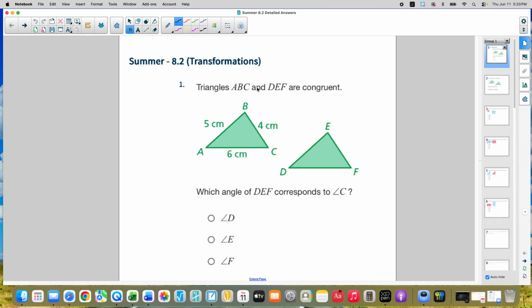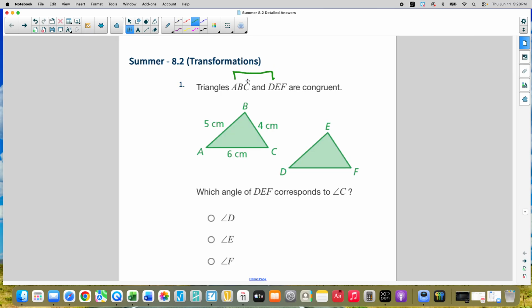So triangles ABC and DEF are congruent. Typically, when you name them, A corresponds to D, B corresponds to E, and C corresponds to F. So their order is very important. If you aren't given that, you'll see angle sides and stuff like that.